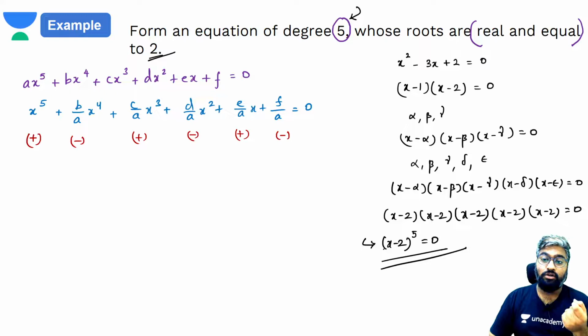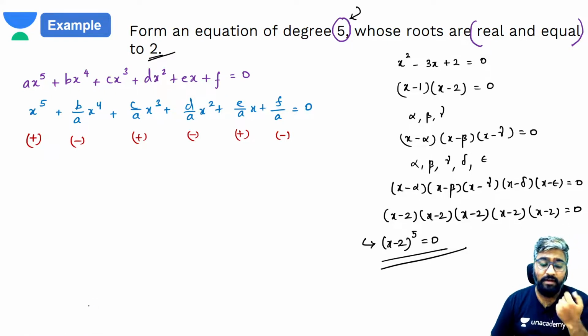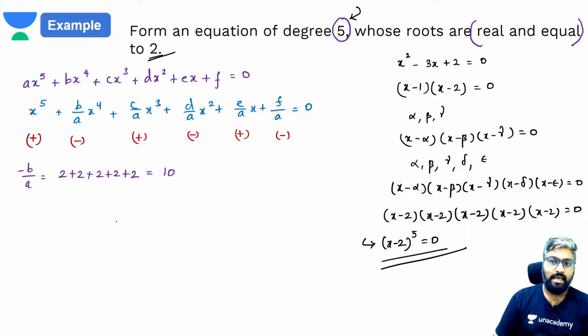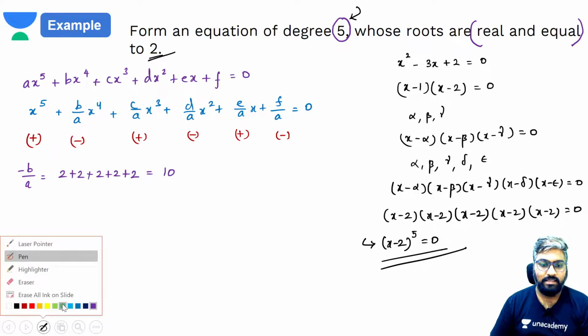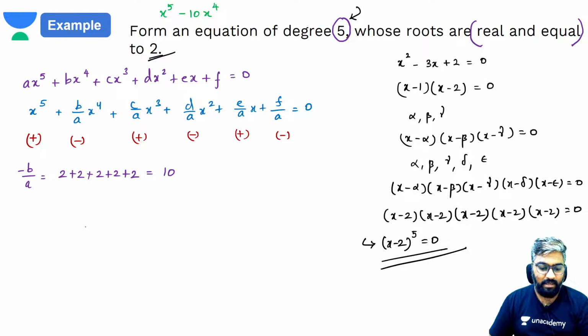So if you want to find the expanded form of it, be my guest. So what will we do? Sum of the roots, that is minus b by a, will be equal to 2 plus 2 plus 2, 5 times, correct? 2 into 5, that is equal to 10. Yes, so let's write down our equation somewhere. Let's write it here: x power 5 minus 10 x power 4.